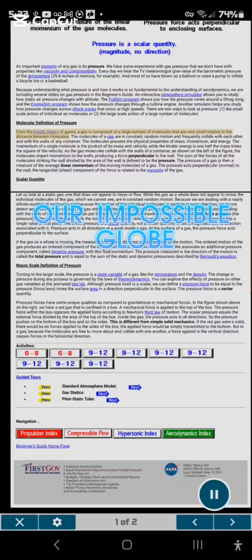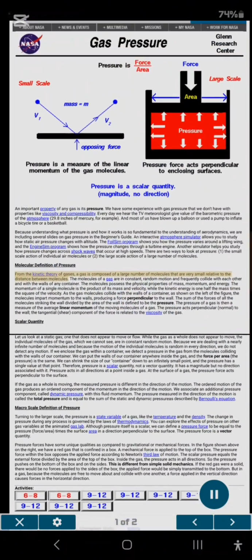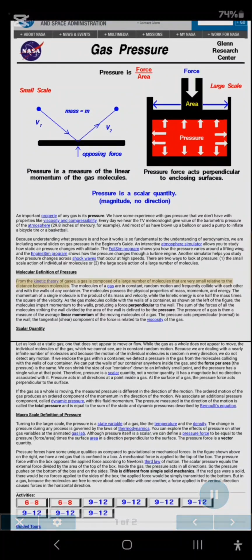From the kinetic theory of gases, a gas is composed of a large number of molecules that are very small relative to the distance between molecules. The molecules of a gas are in constant, random motion and frequently collide with each other and with the walls of any container. The molecules possess the physical properties of mass, momentum, and energy. The momentum of a single molecule is the product of its mass and velocity, while the kinetic energy is 1/2 the mass times the square of the velocity.